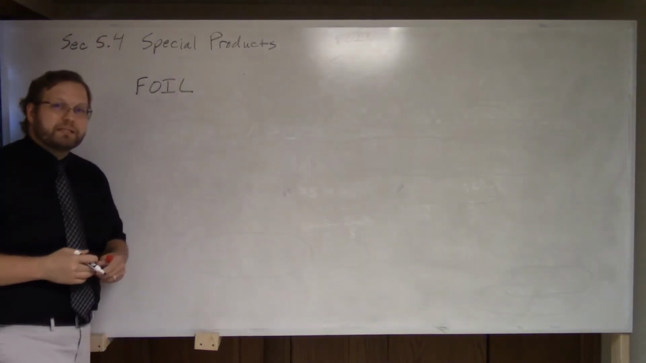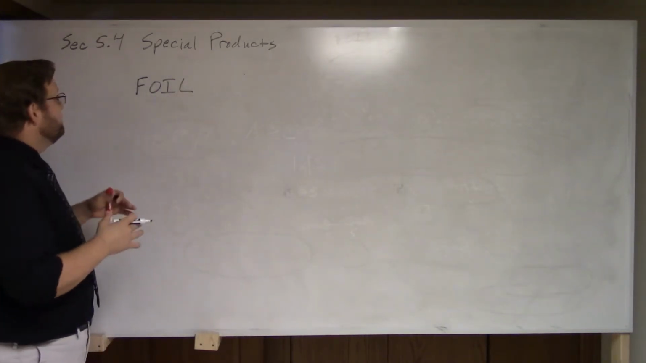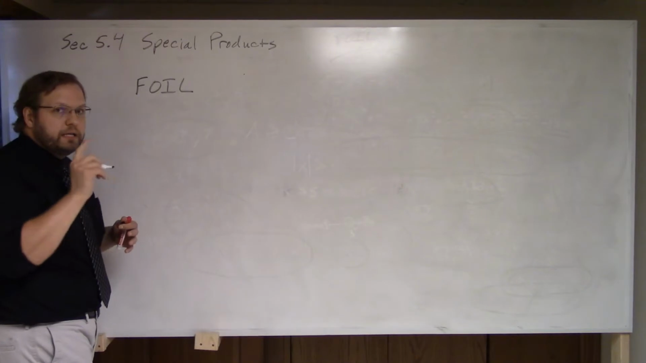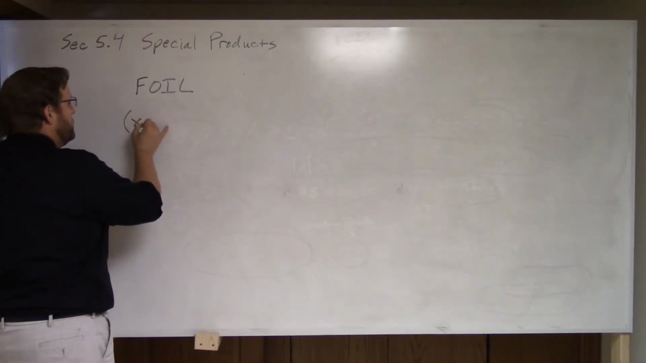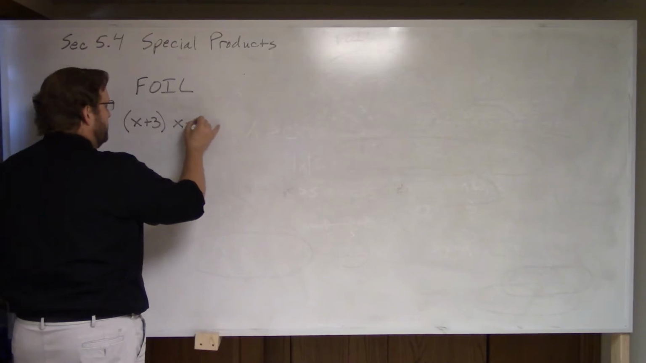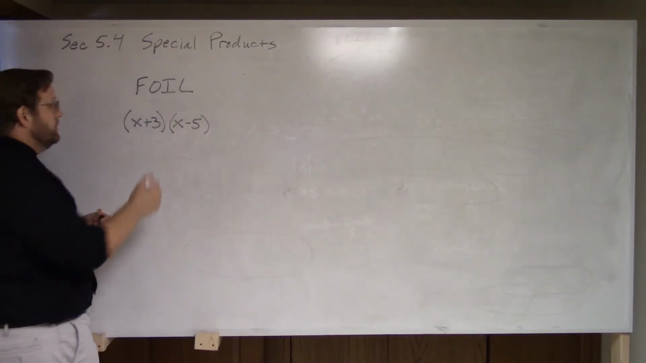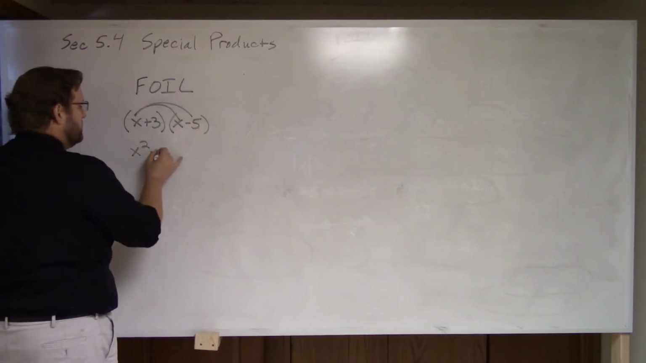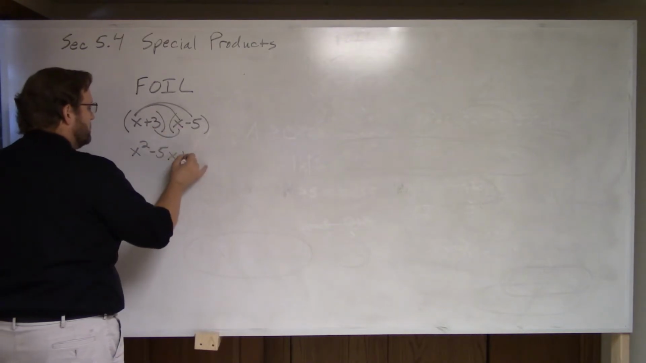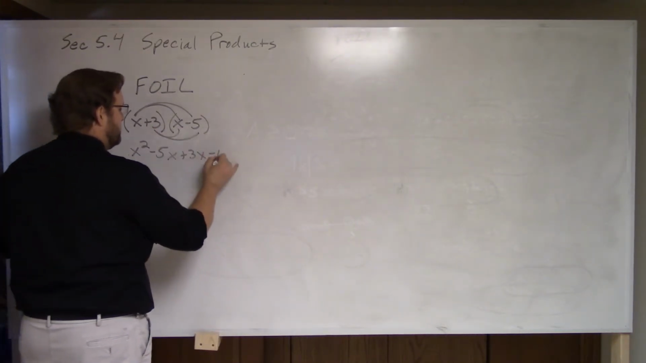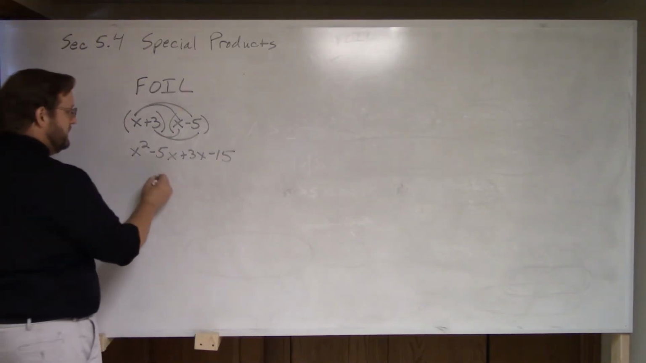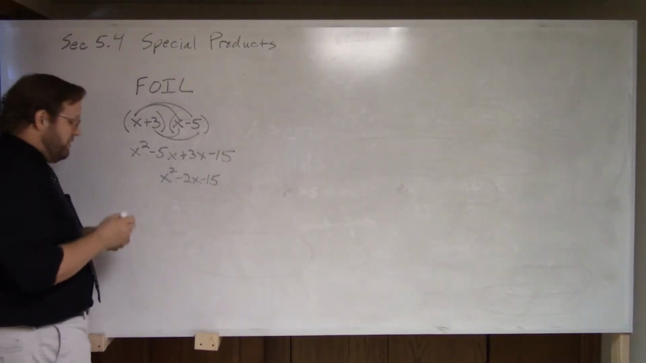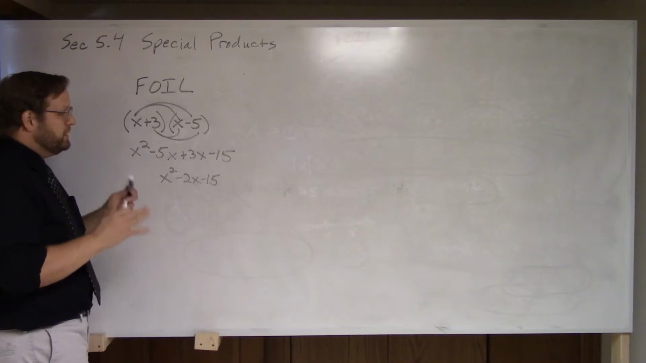I talked a little bit about this in my previous video, but let's see what this is presenting. So FOIL is used when you have a binomial times a binomial. Okay, now FOIL stands for firsts, outers, inners, lasts. And then we combine like terms, and that's it.